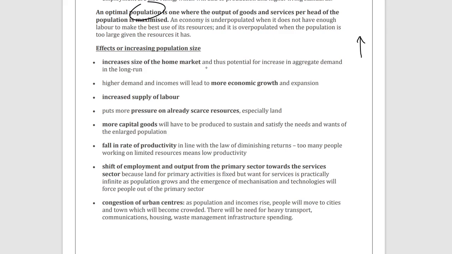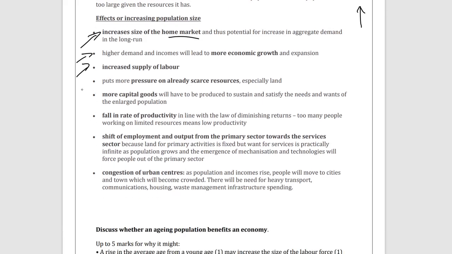Let's see. First of all, increase in size of home market, meaning more demand because more people, right? Next, economic growth, because more people available for working, higher economic growth. Next one, increased supply of labor, because more people are there, more people will be willing to work, hence an increase in supply of labor. It will put pressure on scarce resources.